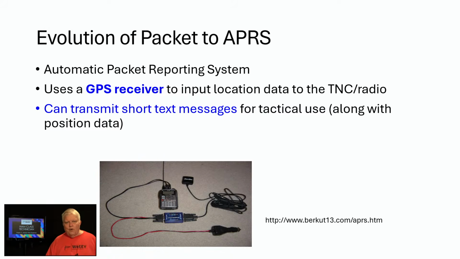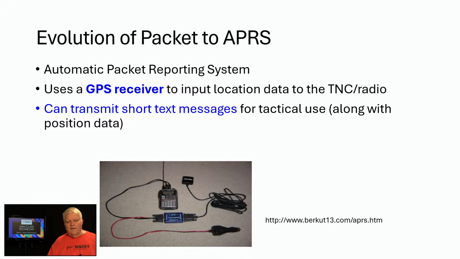Automatic packet reporting system. It's a packet radio, but it adds a GPS receiver as well, which gives the latitude and longitude of where you are. It can also transmit short text messages if you are using it to support a marathon or something like that. It can also give position data.